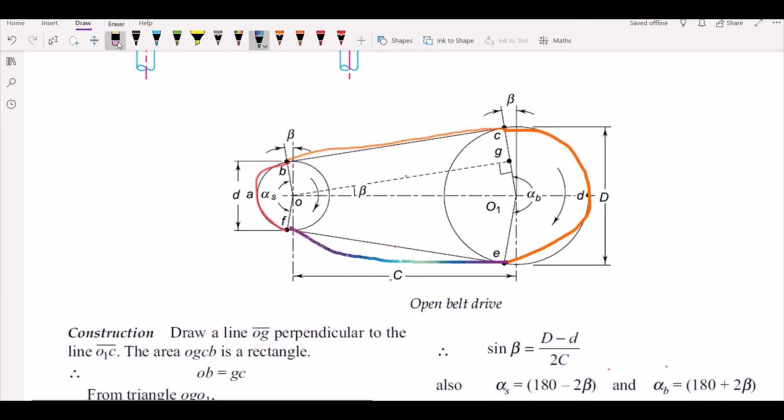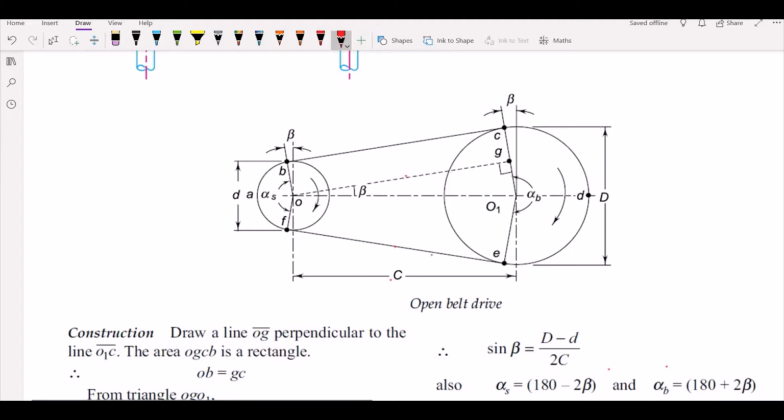So how do I calculate the length of this? Simple. Let's first calculate the angle beta, and then alpha S, and then alpha B. If you know these three terms, then you can calculate the length of the belt.